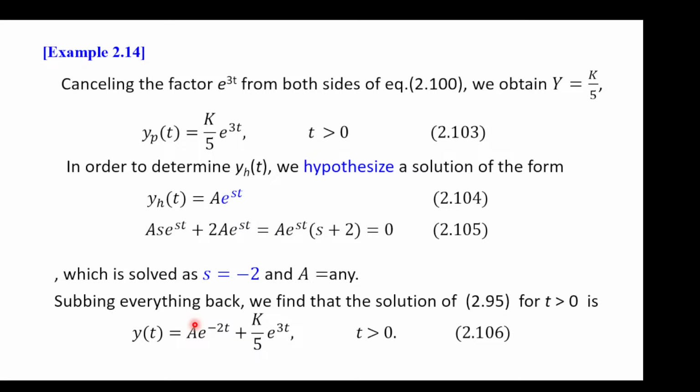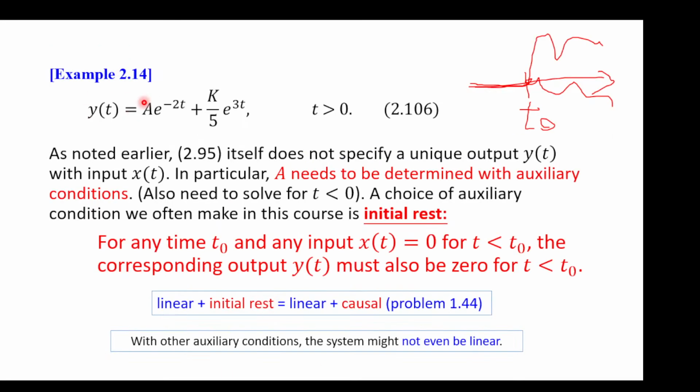Okay. So this is for t bigger than 0, and this is really how much we can do for solving this equation 2.95 without an extra condition. So we just have y of t equal to a e to the -2t plus k over phi e to the 3t for t bigger than 0.